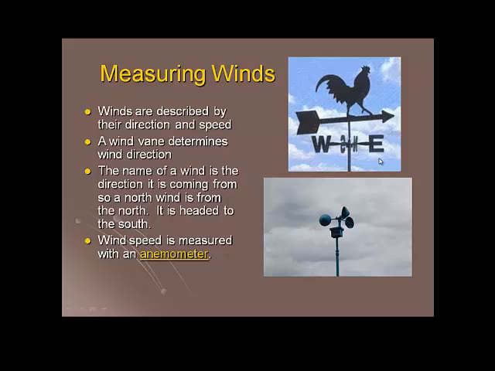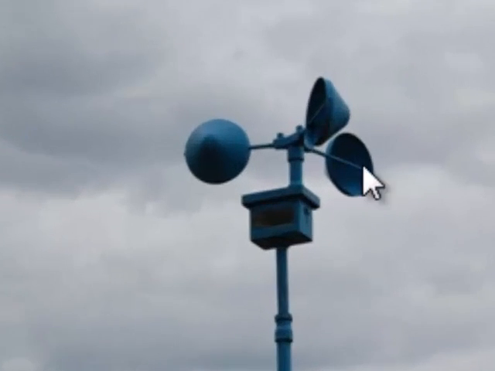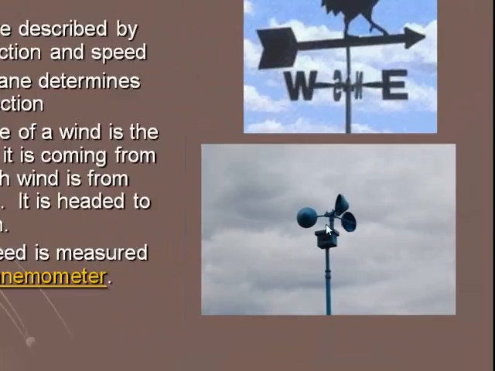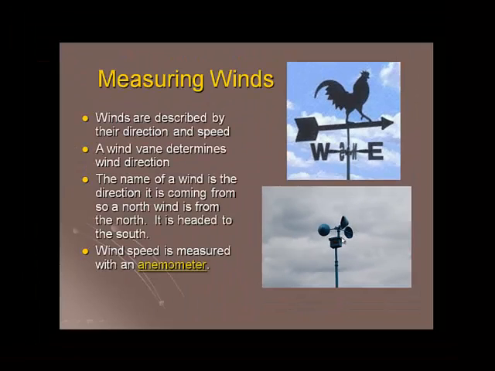Wind speed is measured with an anemometer, and that's what this is right here. It has little cups on it that catch the wind, and it makes this top part spin around, and it measures how fast the wind is blowing. This doesn't tell us anything about wind direction, and a wind vane doesn't tell us anything about speed.